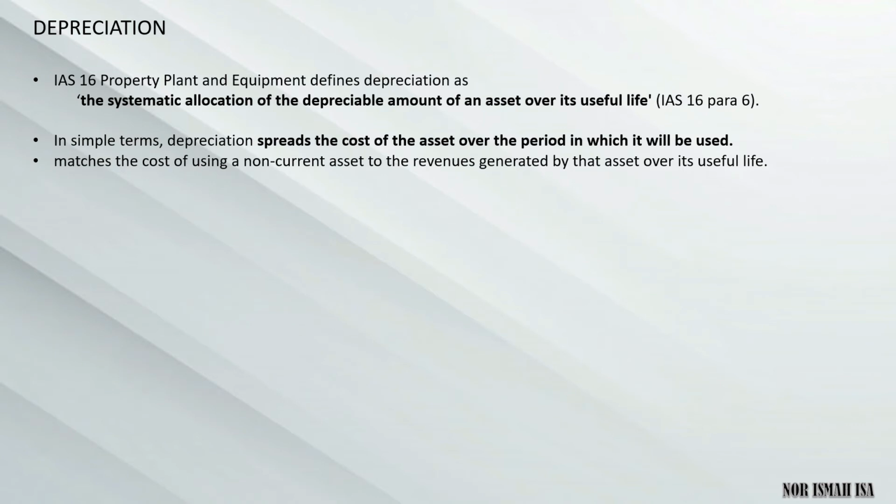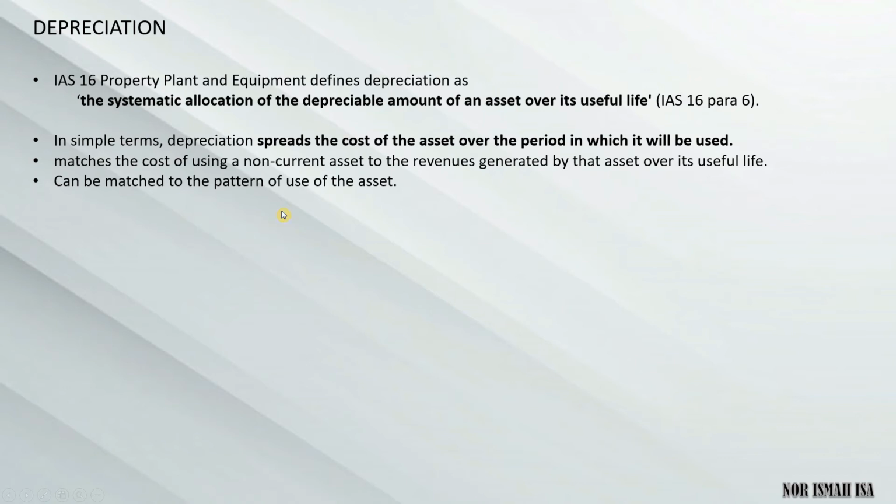So in order to generate revenue, we need to use the non-current asset, and it will depreciate, which is the cost related to the expenditure. We match this cost with the revenue that will be generated for the accounting year. So it can be matched to the pattern of use of the asset.